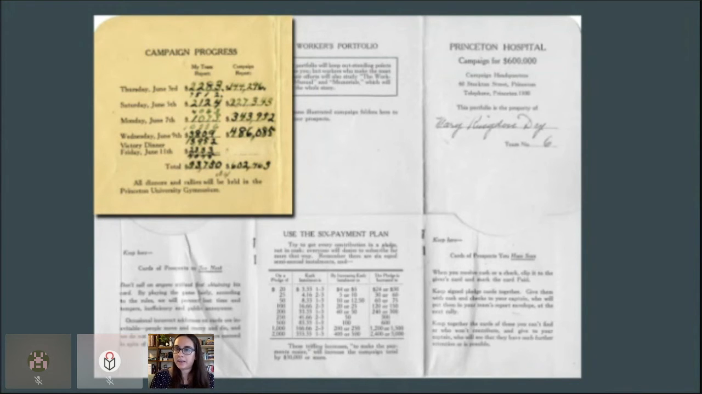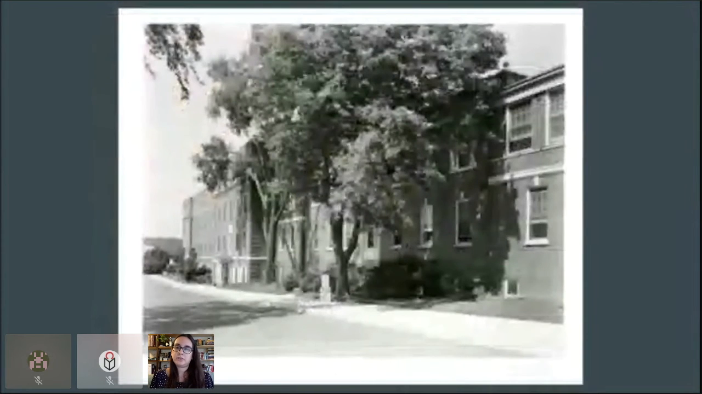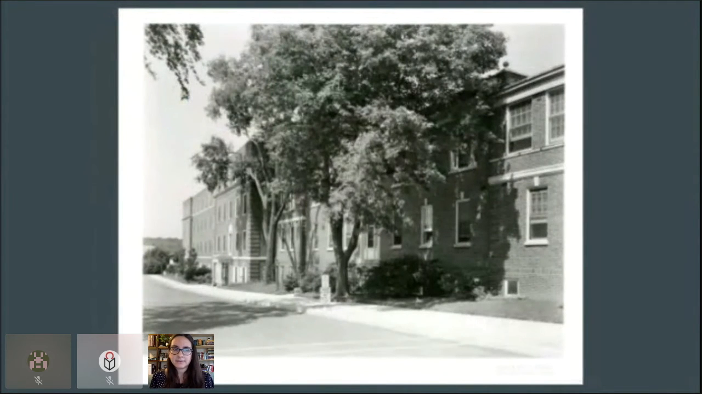And we have here a picture of it in the 1970s. And this was the hospital that was on Witherspoon Street. It was expanded once, but was there until the 1990s.